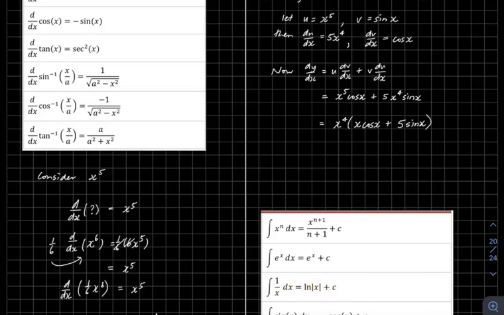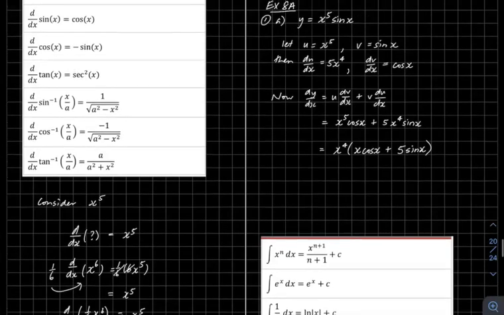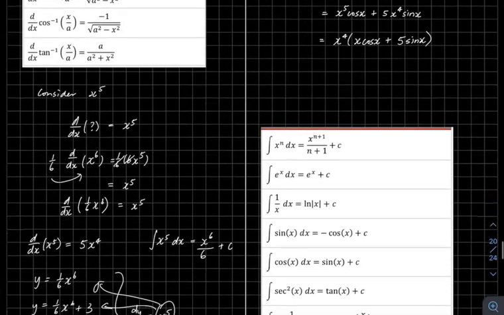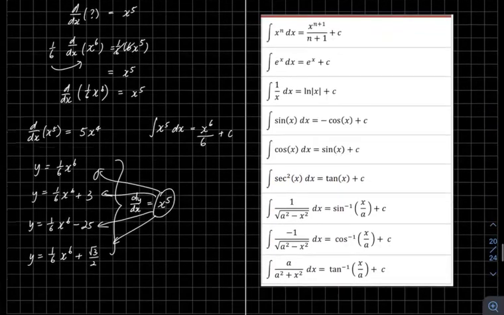Now we'll come to some of these at a later time, so we don't need to worry too much about them. If the derivative of sine is cos, then the antiderivative of cos must be sine. So that's down here. The antiderivative of cos is equal to sine x plus any constant, and the antiderivative of sine is equal to negative cos plus c. We know the derivative of tan is sec squared, so the antiderivative of sec squared must be tan. So there's all of those there.